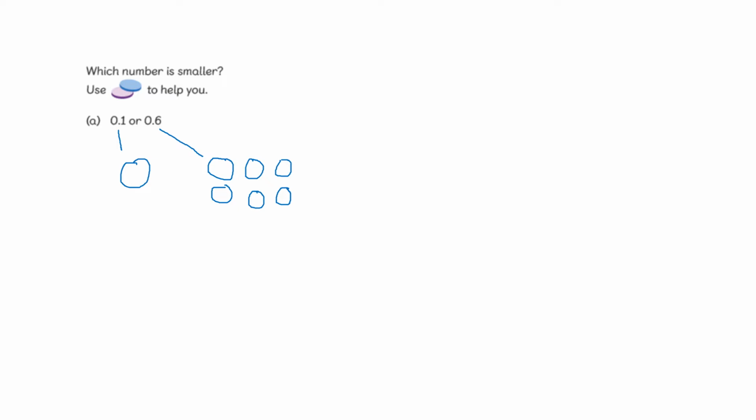So which has the most? I can see that 0.1 is only one counter, so 0.1 is smaller than, it's less than 0.6. I've got less counters with 0.1. Each of these counters is worth 1 tenth. What about if we have tenths and hundredths? So looking at these two, it says which number is smaller, 0.12 or 0.21, or 12 hundredths or 21 hundredths.